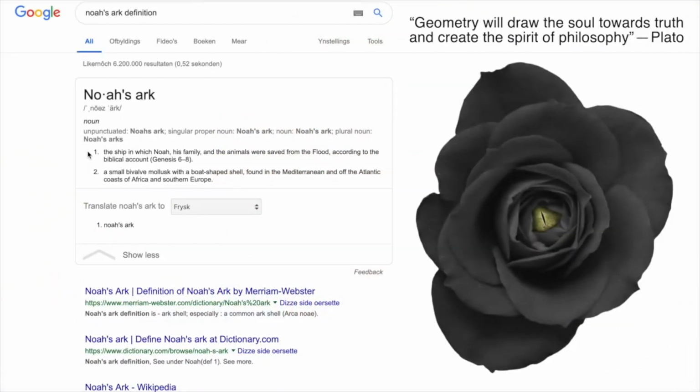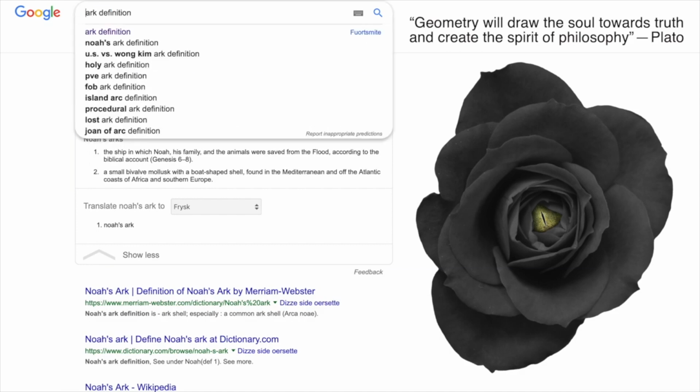Over on Google, let's take a look at the definition of Noah's Ark, which states the ship in which Noah, his family, and the animals were saved from the great flood, according to the biblical account in Genesis chapters 6 through 8. There is also a Noah's Ark mollusk with a boat-shaped shell, but that's irrelevant to this study.